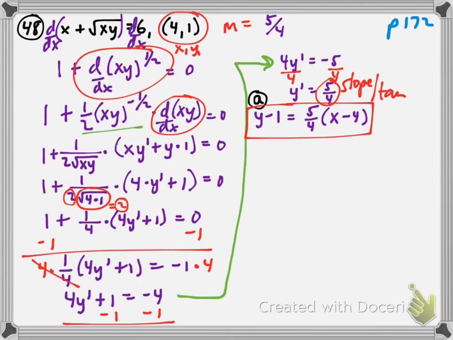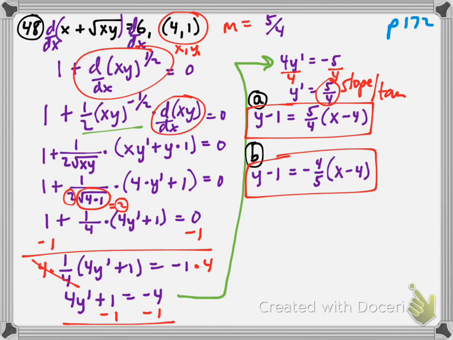to write down the equation of the normal line. In the equation of the normal line, we have the same x1, y1, but the slope of the tangent line, we flip the fraction over and we change its sign, so the slope of the normal line is negative 4/5, and we multiply that by x minus 4. So there we go. That's the equation of the normal line. Good. Under 15 minutes again.